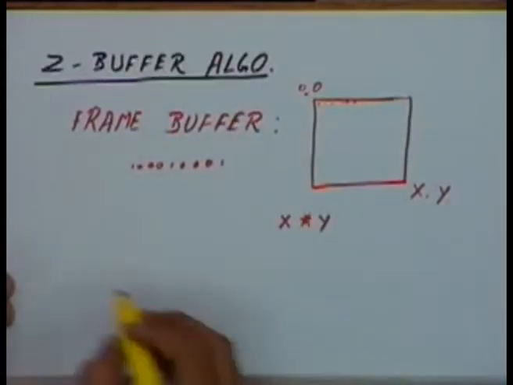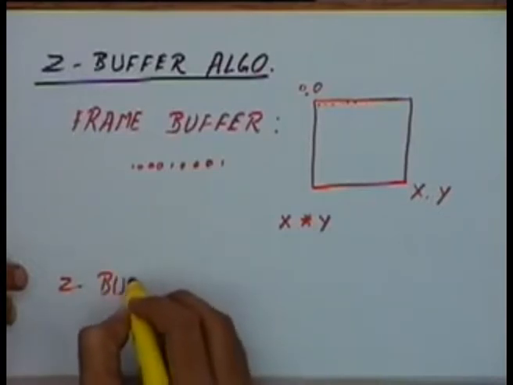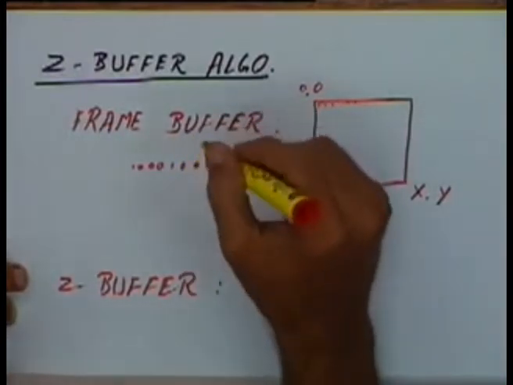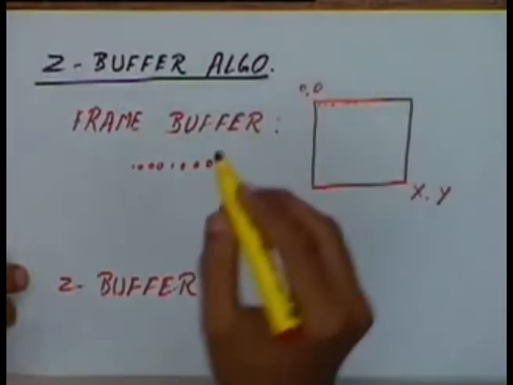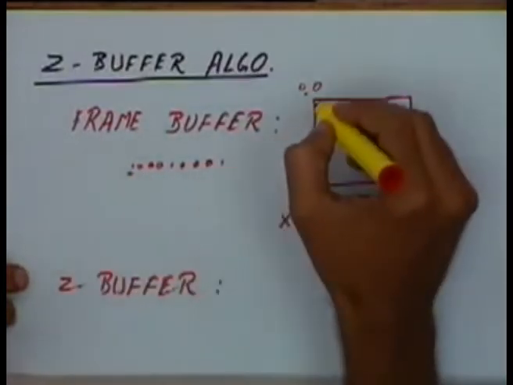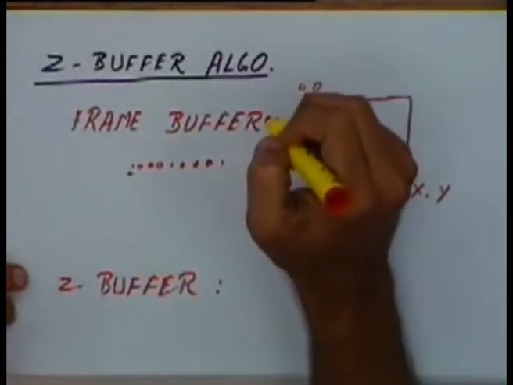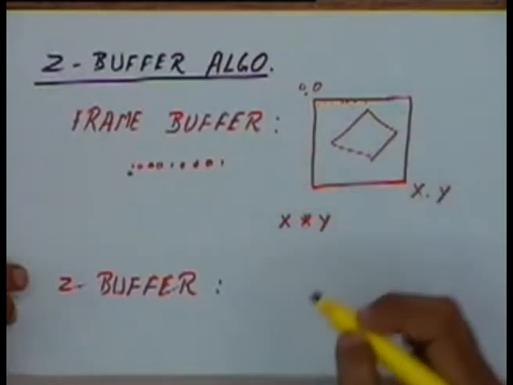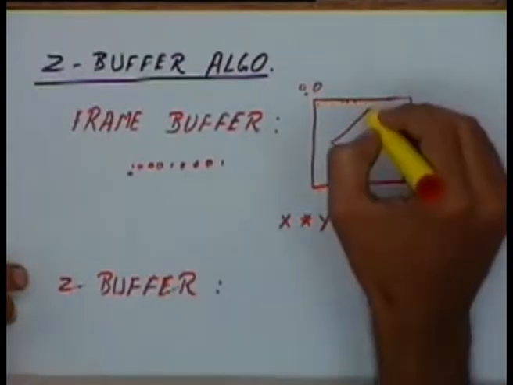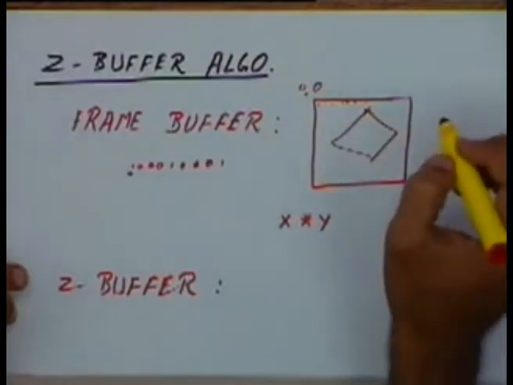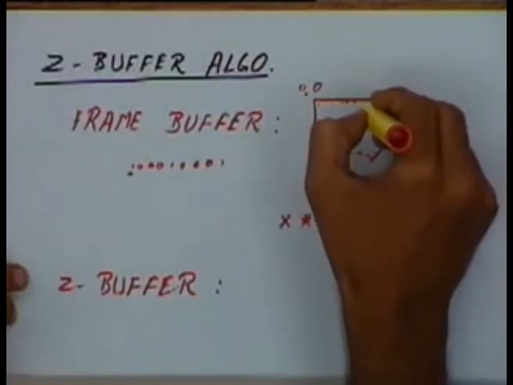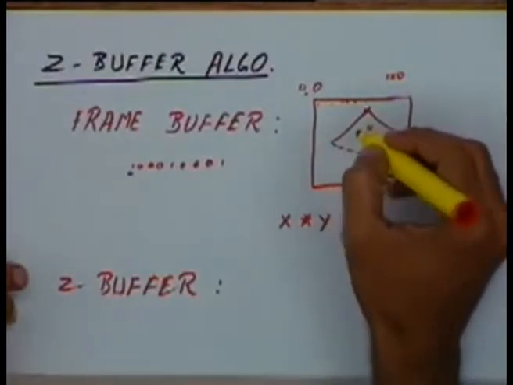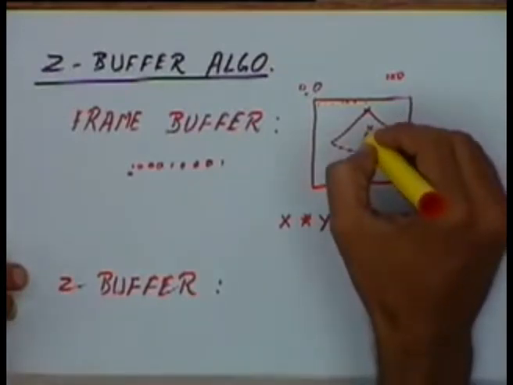Now, when we are talking of a Z-buffer, the same concept is extended, and instead of a bit, at each pixel we will also store the depth of the pixel. That means, let us say we have a plane which is being displayed like this. At this pixel, let us say the depth of the entity that is being displayed is 100 units. At some other pixel the depth might be different. Let's say at this pixel the depth is 200 units.